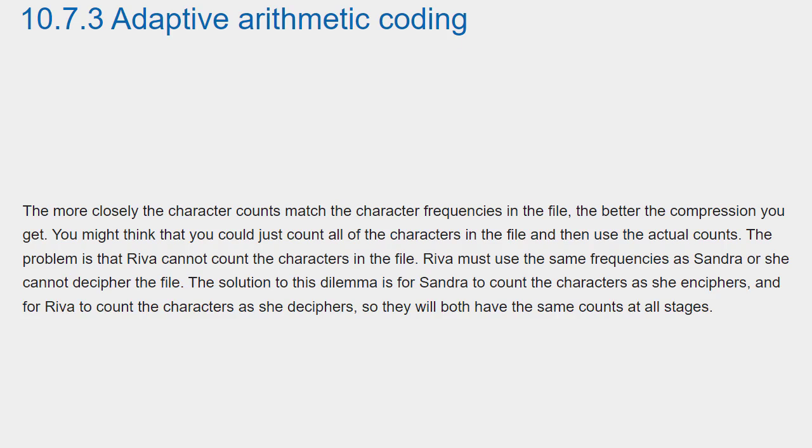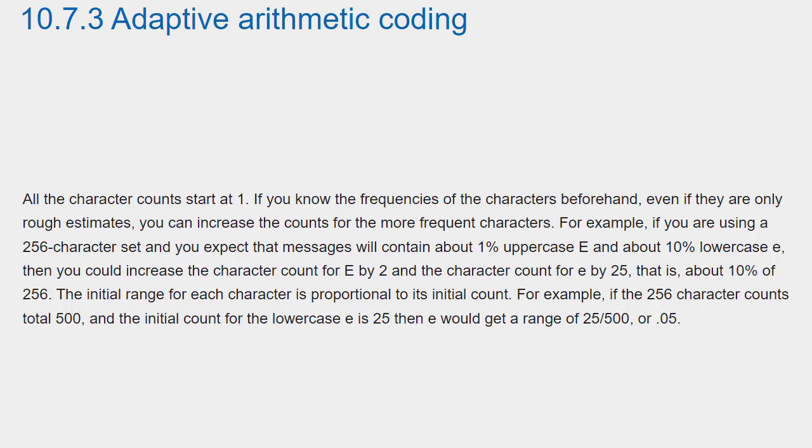You might think that you could just count all of the characters in the file and then use the actual counts. The problem is that Riva cannot count the characters in the file. Riva must use the same frequencies as Sandra, or she cannot decipher the file. The solution to this dilemma is for Sandra to count the characters as she enciphers, and for Riva to count the characters as she deciphers, so they will both have the same counts at all stages.